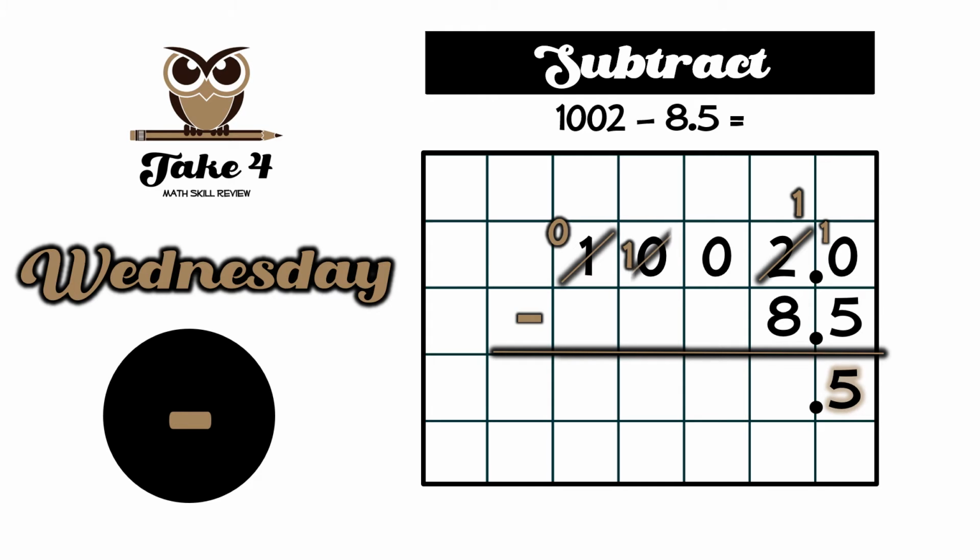We're going to borrow from that 10 and make it a 9, and carry the 1 over again to the 0 to make that 0 a 10. We borrow from the 10 and make it a 9, and we carry the 1 over to our other 1 to make it an 11. 11 take away 8 equals 3. 9 take away nothing equals 9. 9 take away nothing equals 9. And 0 take away nothing equals 0. 993 and 5/10 is our answer.